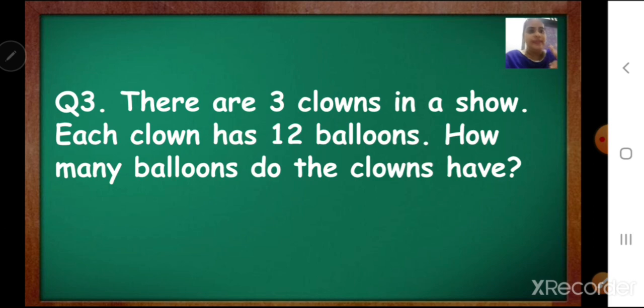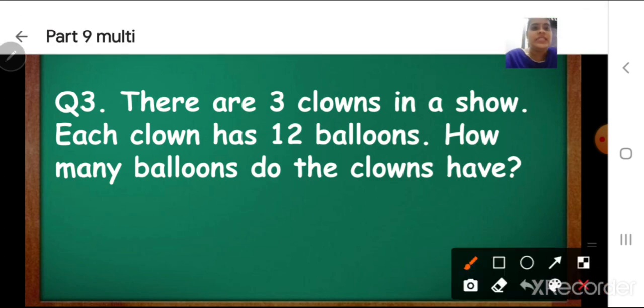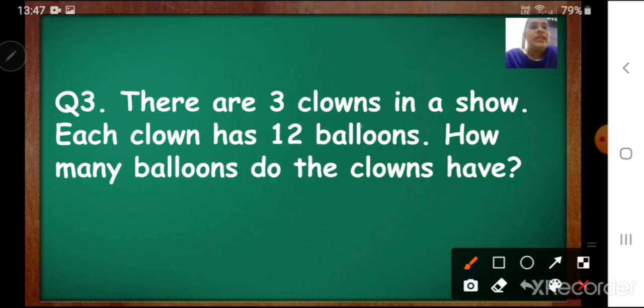There are 3 clowns in a show. Each clown has 12 balloons. How many balloons do the clowns have? The question, you can see, is very simple and very easy. Come on, how many clowns are there in a show? 3 clowns. You all know clowns, correct? In a circus you must have seen them, right? So there are 3 clowns.